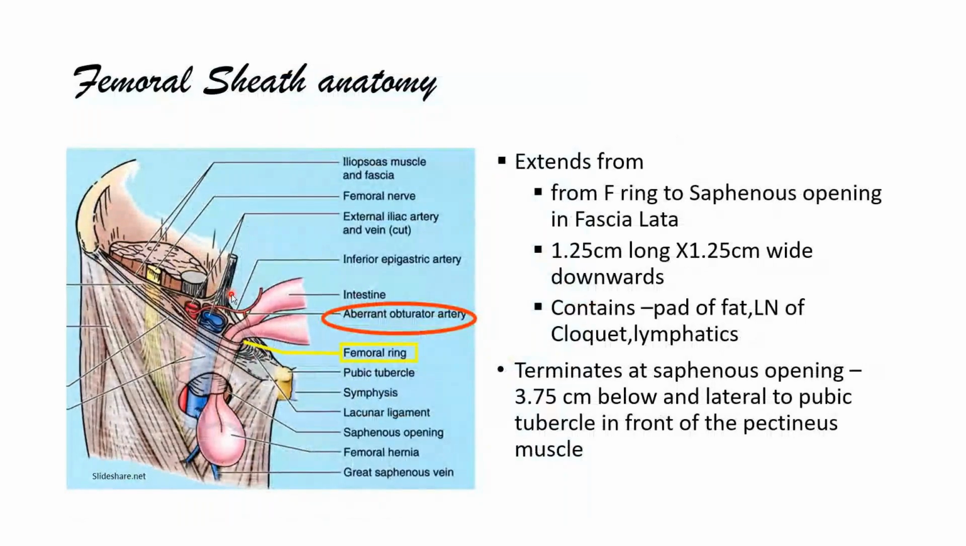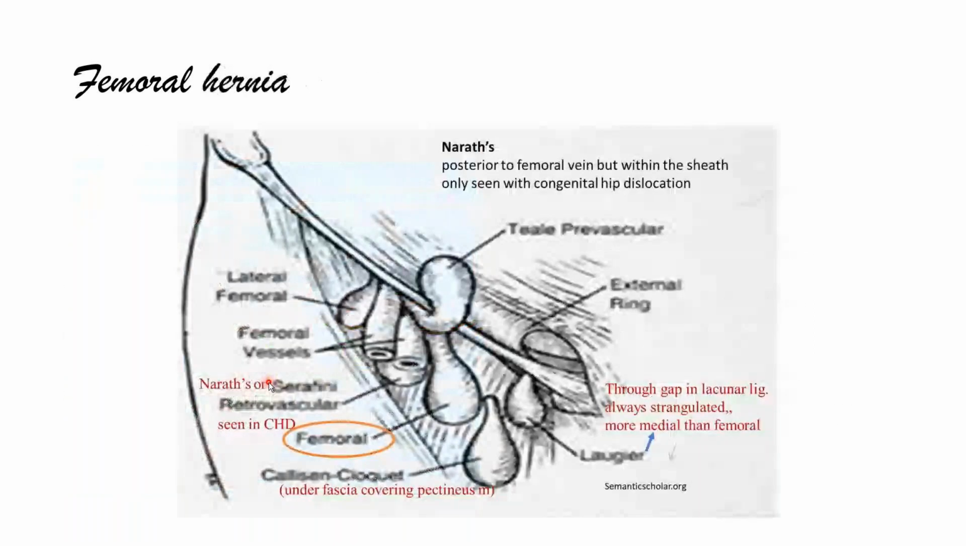So we look at the sheath, extending from the ring. There's a sheath from the ring to the saphenous opening. That's the whole sheath, right? It is about 1.25 centimeters long and about 1.25 centimeters wide downwards. It contains a pad of fat, a lymph node or Cloquet's node, and lymphatics, and terminates at the saphenous opening. This is the pubic tubercle. The saphenous opening is 3.75 centimeters, or 1.5 inches, below and lateral to the pubic tubercle, right?